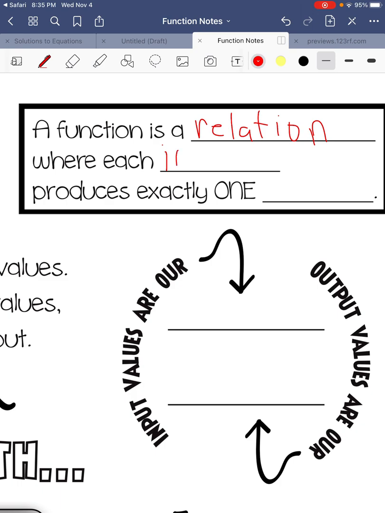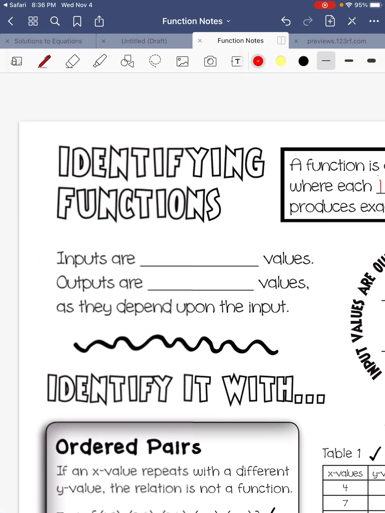Each input produces exactly one output. And this again is the example with the Coke machine that we talked about, where each button I push, if I push Coke, I should get a Coke and only a Coke. If I push Coke, I should not get a water or a Diet Coke. Okay, so it should only have one output and I should know what that output's going to be.